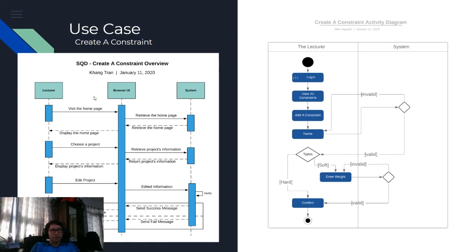And here's a sequence diagram of this use case. First the lecturer needs to visit the home page, and then the system will retrieve the home page for him, and the lecturer just needs to choose a project and start editing the project. The system will verify the project and save the new information, and let the lecturer know of the result. Here's the activity diagram of this use case as well.